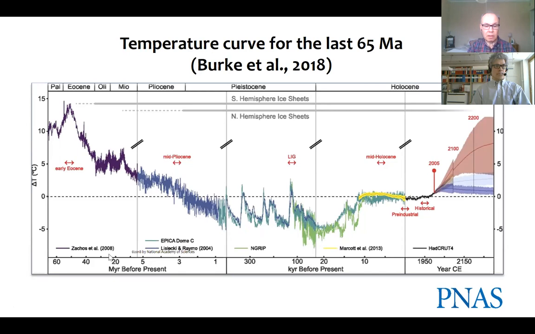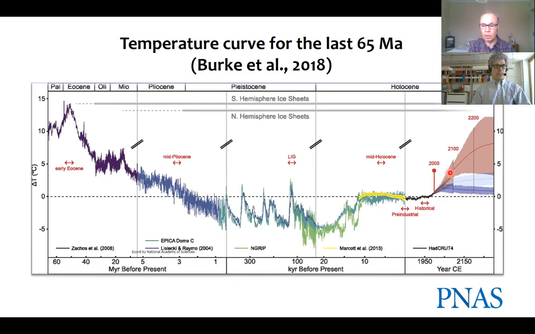And we can first see that the temperature scale here is in relation to the present temperature of Earth. So most of the time between 65 and about 3 million years ago, it has been warmer than at present. We can also see that the scale changes. Here there are 20 million years between each dash, but here we have hundreds of thousands of years. And we are now somewhere here in the historical time period.